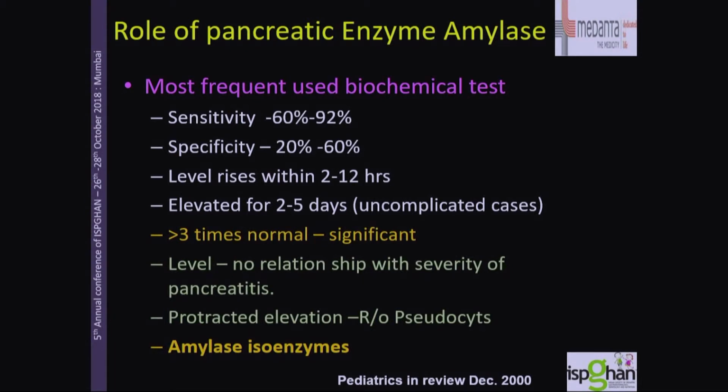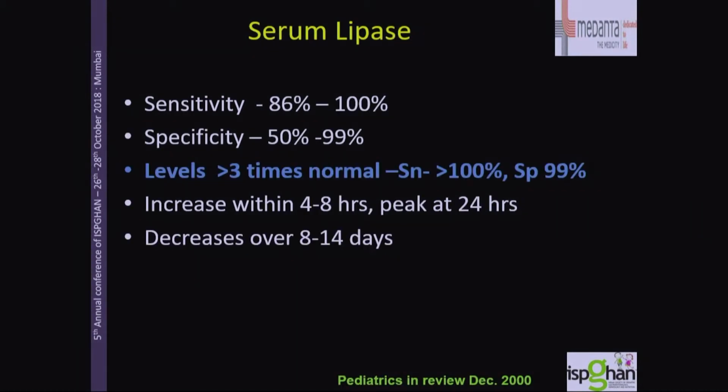But remember, it rises very quickly, 2 to 12 hours, but it also drops down. So you may see a patient like my patient on the 3rd day, the patient is presenting to us, so the amylase may not be raised because it falls down early too. And if it is persisting, think of pseudocyst, and you get amylase isoenzymes which are specific for the pancreas.